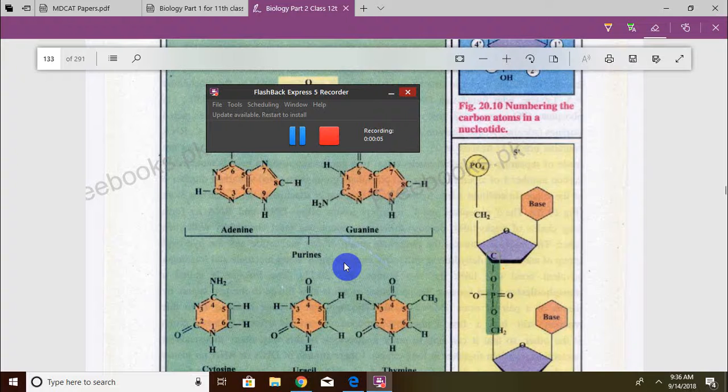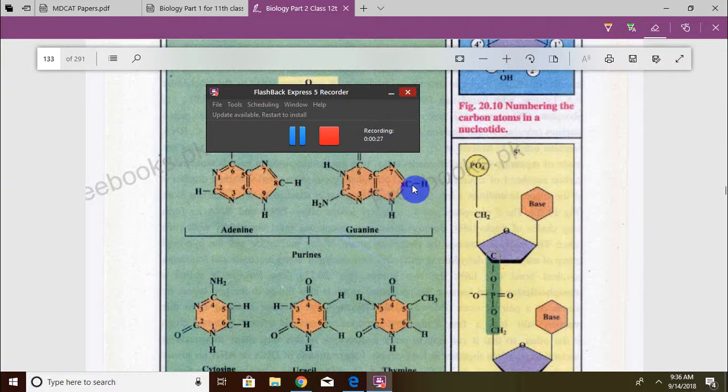This time we will be doing the DNA topic from Unit 10 Genetics according to the UHS topic. So first of all, we're going to talk about the four bases that make up nucleic acids.